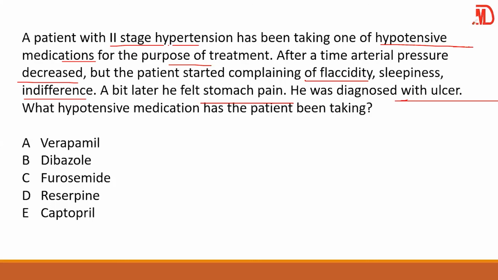And this one, you are thinking of Reserpine. Why? Because it leads to the production of HCl. And you know, too much HCl is not good for the stomach wall or the stomach lining. So Reserpine leads to the production of hydrochloric acid by the stomach, and therefore there was hyperacidity in the stomach, which of course can lead to ulcer. So here, you are taking Reserpine as your likely diagnosis.